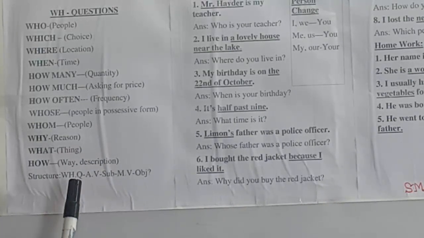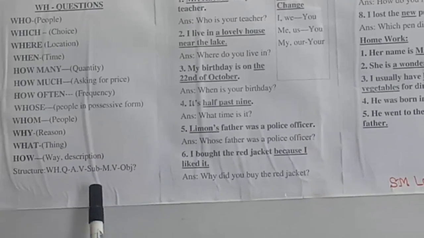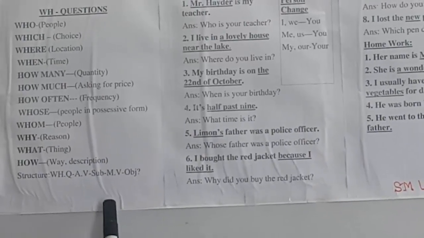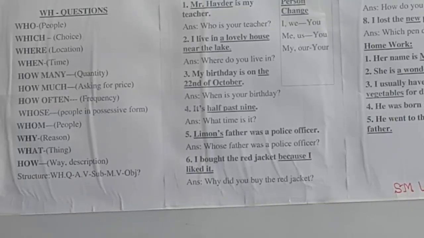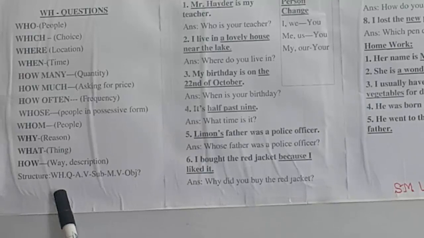First of all, you have to write the WH word on the basis of the underlined words. In your exam, you will be given some assertive sentence, statement sentence. You have to make a question from the sentence. So you have to give emphasis on underlined words because from your underlined words you have to select the WH word. So secondly, you have to write the auxiliary verb.